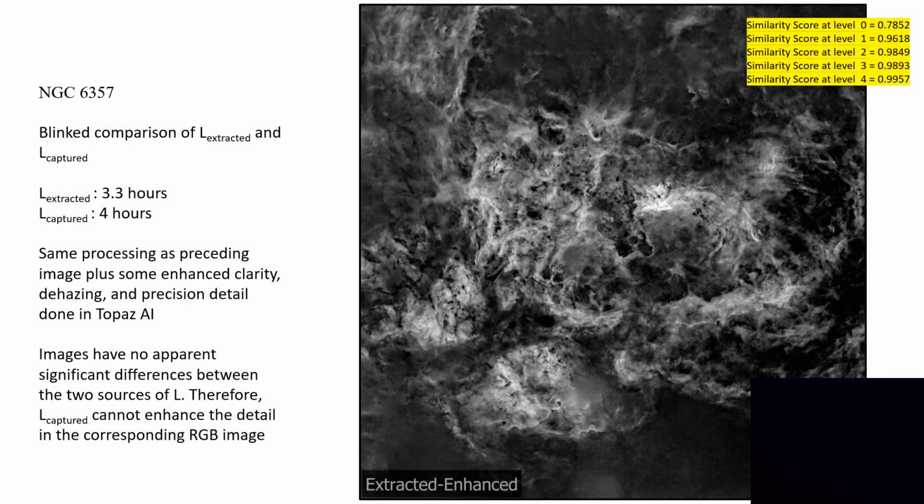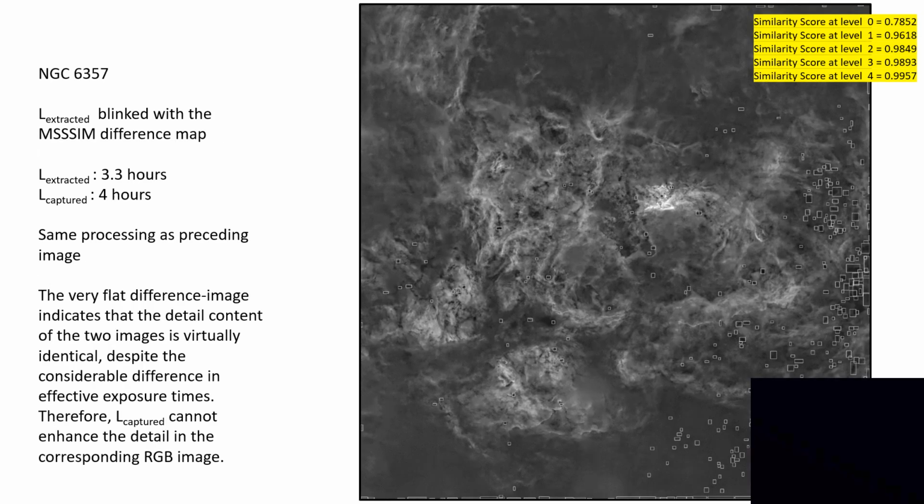Here's the same image processed more deeply, further. Same processing as the preceding image, plus having enhanced clarity, dehazing, and precision detail boosted in Topaz AI. The similarity scores show a drop in similarity to 0.8 at the maximum resolution, but back up to a very high value at lower resolutions. Well, this is a little disturbing. It's certainly still a very, very good match, but we can understand it a little better in the next slide.